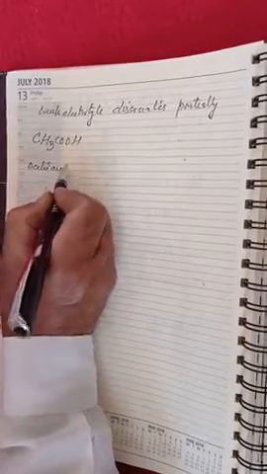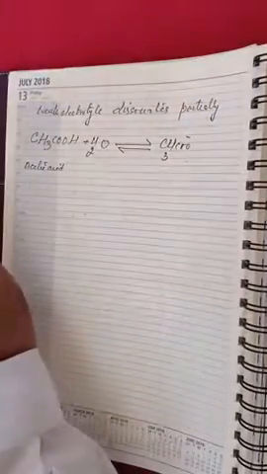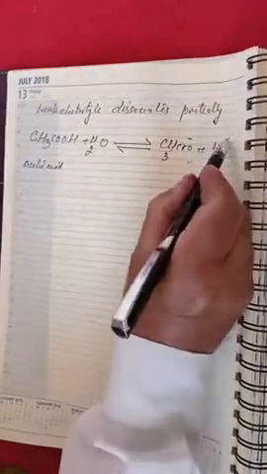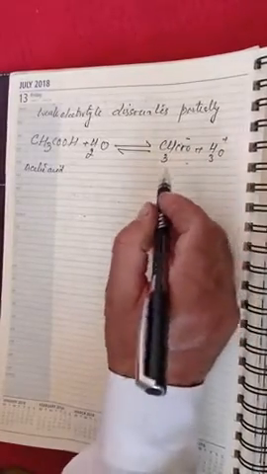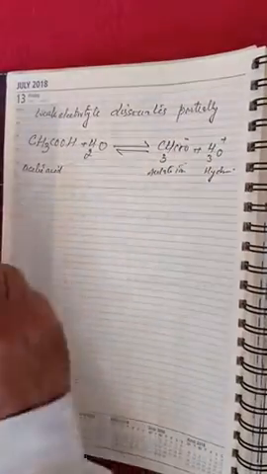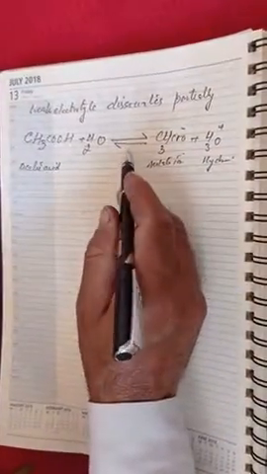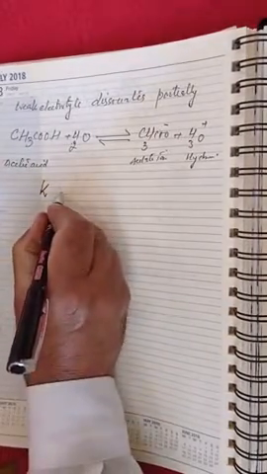Acetic acid, if we take it in water, dissociates partially. It will give CH3COO- acetate ions and H3O+ hydronium ions. Since equilibrium is attained between the dissociated and undissociated species, we can apply the law of chemical equilibrium to this.